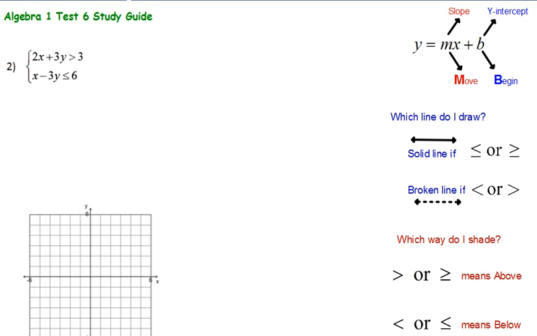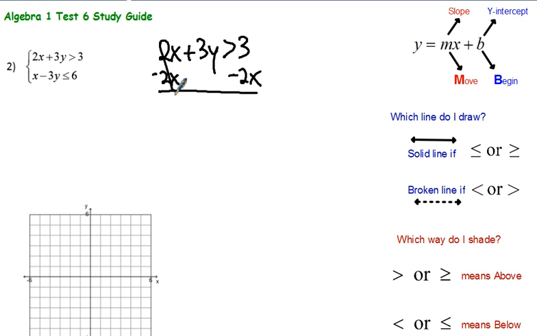So let's check number 2 in the middle, and I'm going to start from the beginning here. Again, we had 2 inequalities to solve that are not in slope-intercept form. Slope-intercept form is this thing over here in the top right, y equals mx plus b. What makes something slope-intercept form is that the y is by itself on the left side, and everything else is on the right side. So first I need to move this 2x. I'm going to subtract 2x from both sides, and I get 3y greater than negative 2x plus 3.